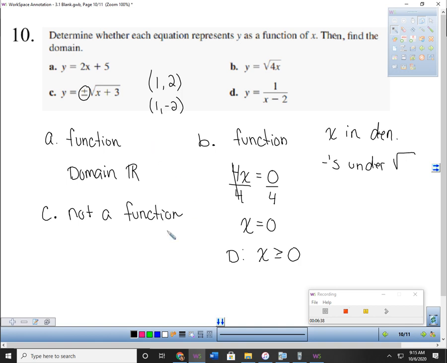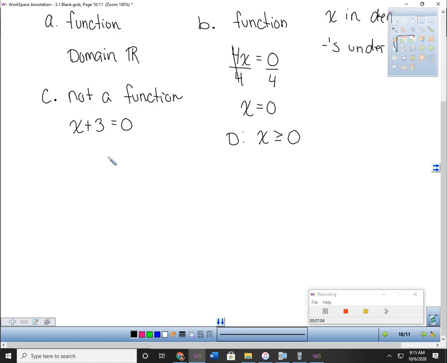Now you have to think about your domain. What do you not want to have underneath a square root? Negative numbers, correct? So first, I need to figure out what would make this number a 0 underneath. We always want to think about that. It would be -3, correct? So if I set the underneath part equal to 0, I know that that's the number that's going to give me a 0 underneath, correct?